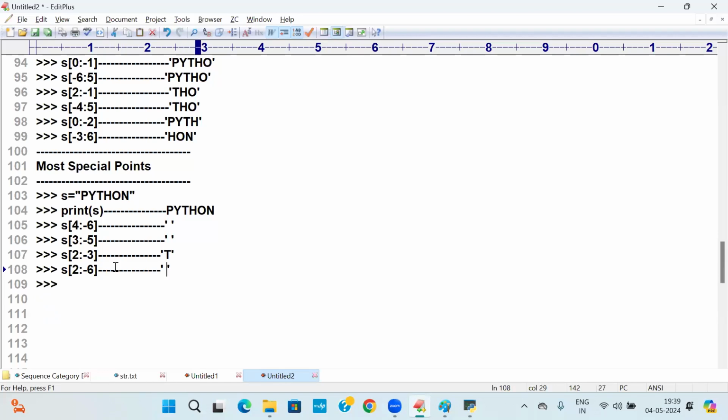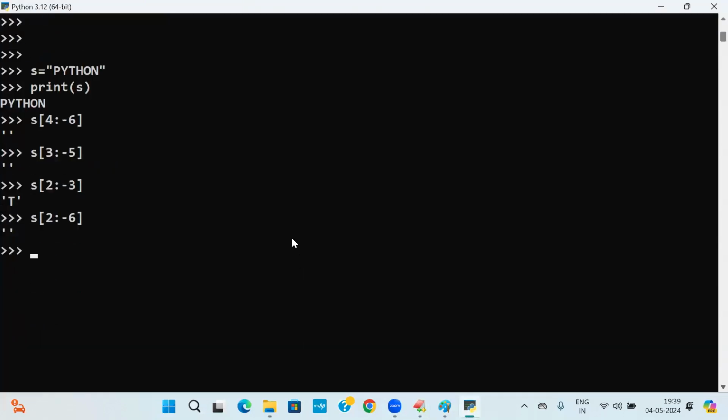Now let me ask one complicated question. Let me see my diagram. Okay, I see it in my diagram. Yes of 2 colon minus 4.